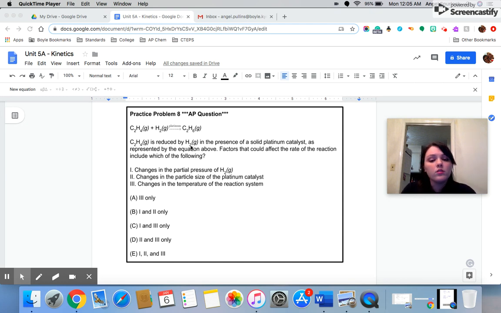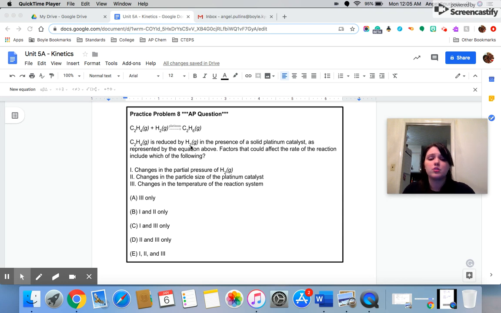Changes in the particle size of the platinum catalyst. Well, the catalyst is offering another reaction route. The more that they can bounce off of that catalyst, the more collisions that we have, right? So the more collisions that we have, the faster the reaction is going to go.